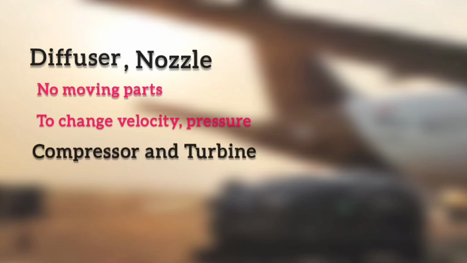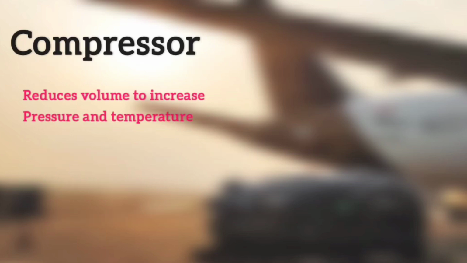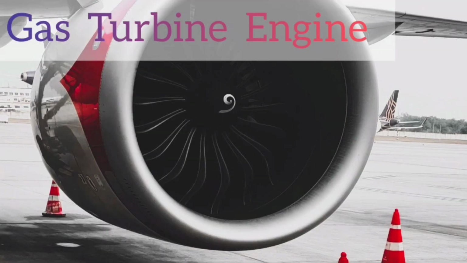And then we have the compressors and turbines, which have moving parts and are used to alter the pressure and temperature. Compressors reduce the volume as the fluid passes through, therefore increasing the pressure and temperature at the end. And there are turbines, which are completely opposite to them. They help in reducing the pressure and temperature by increasing the volume. With these basic concepts, we'll try to learn about gas turbine engines.